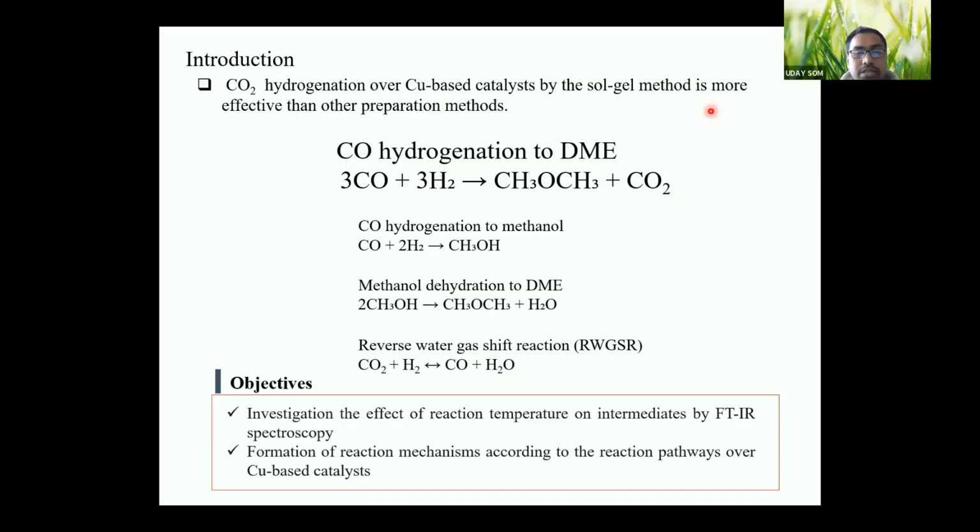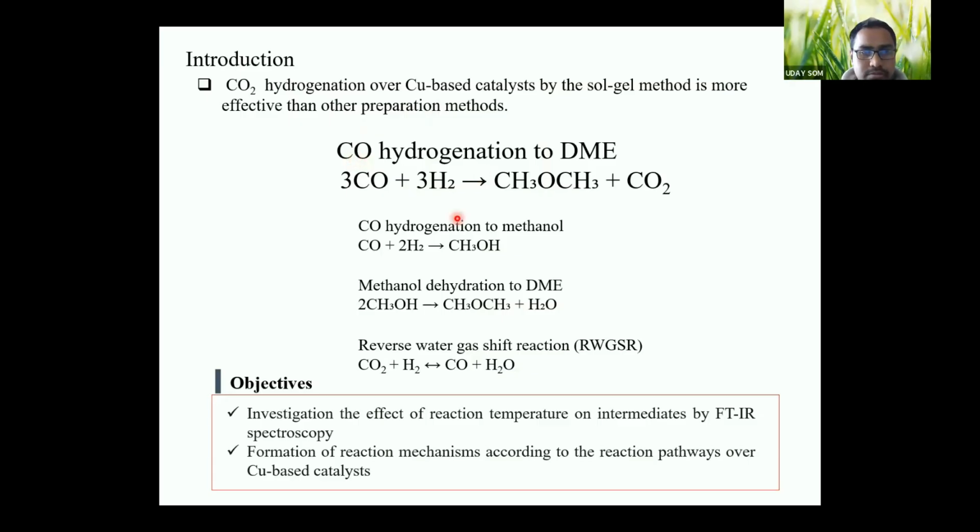In my laboratory, we also use the Sol-Gel method, which is more effective than other preparation methods. There are many different types of methods, such as the precipitation method and the titration method. I have already done the Sol-Gel method. Firstly, we need to react CO and hydrogen to DME.